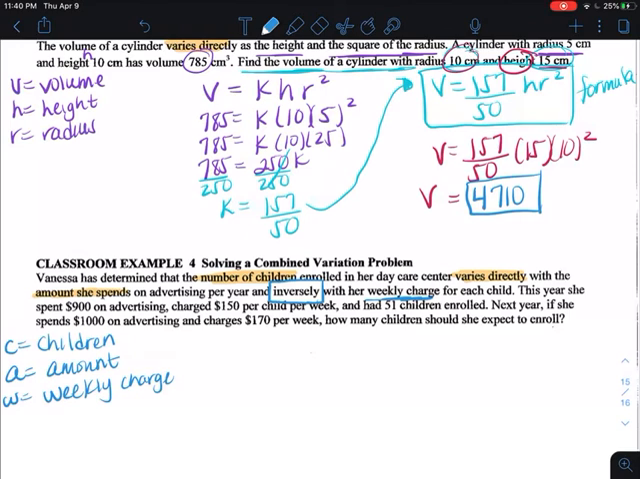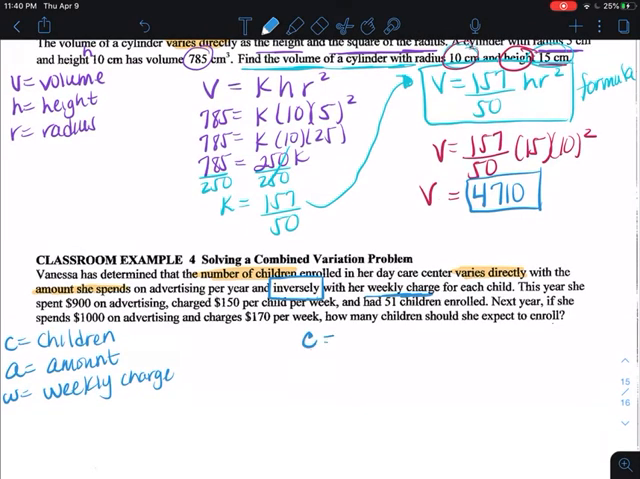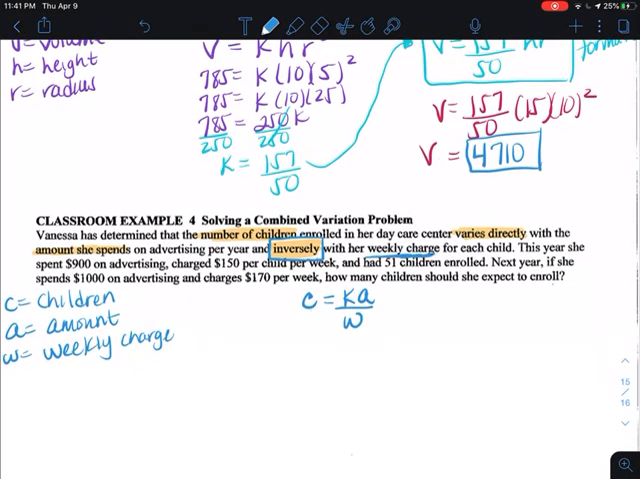All right, so let's see what we have going on. Going back to the beginning, the number of children, C, varies directly. So that's my equals K part. Whatever follows this is going to go beside the K. Varies directly with the amount she spends, so I'm going to put A beside it. And then it says varies inversely. So whatever comes after the word inversely is going to go below the K. So I draw a fraction bar and I put the weekly charge below the K. That's the equation. So this is a combined variation problem. This is a problem that combines inverse and direct together.